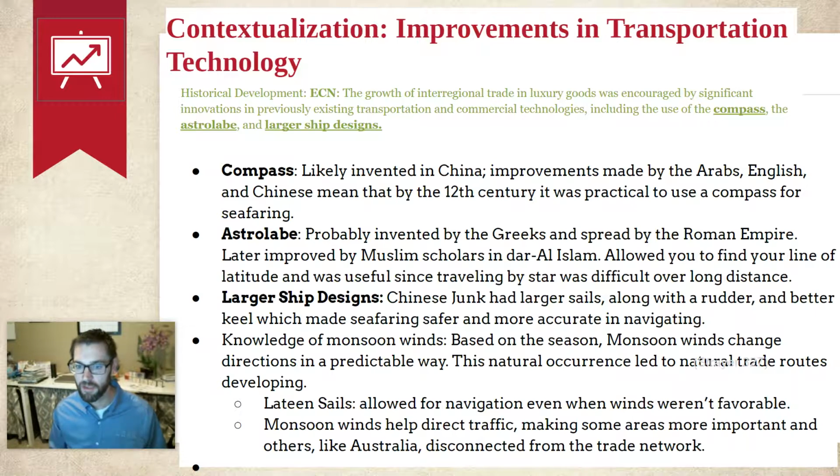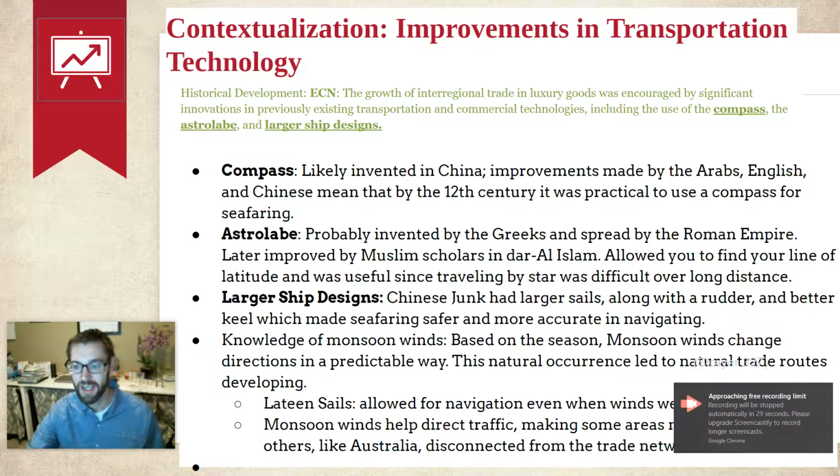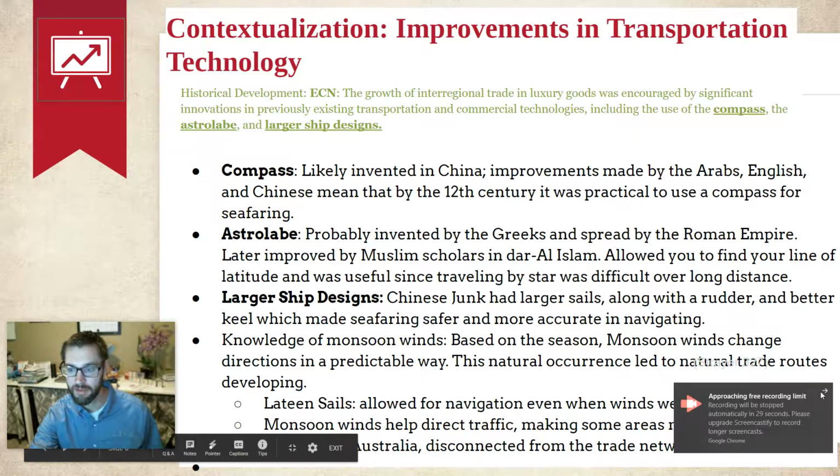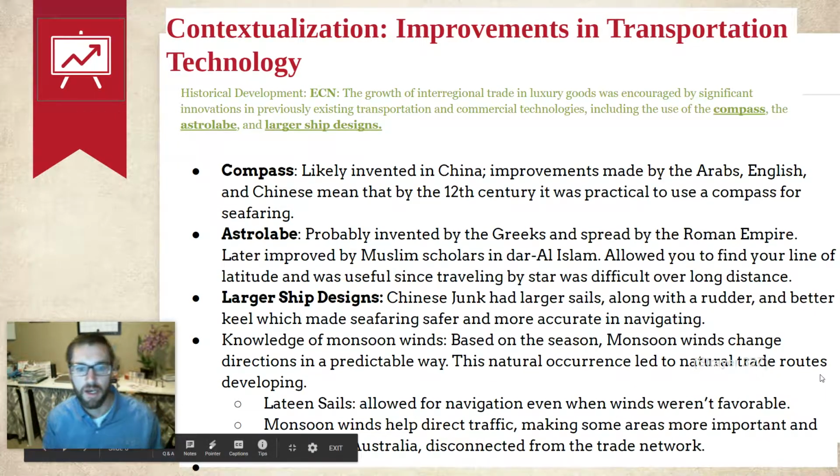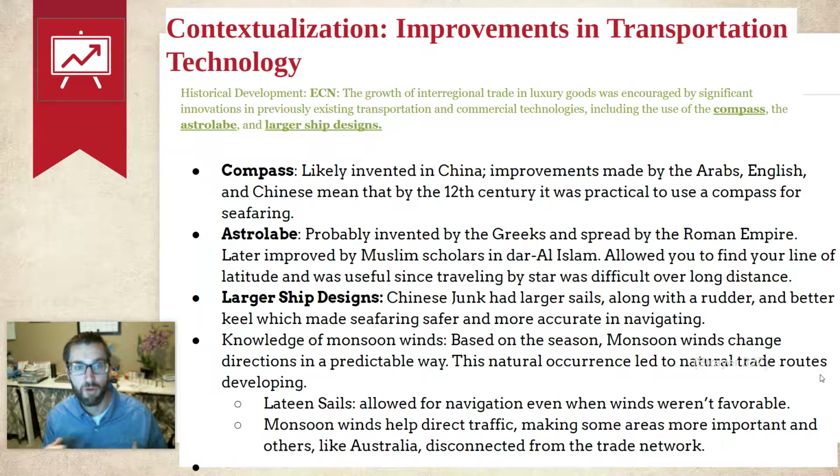So this made it a lot easier to travel long distances and travel by star. Ships are getting bigger. We're going to see a Chinese junk. They had sails, rudders, and better keels. These are things that allowed them to have more mobile ships that could travel more accurately.